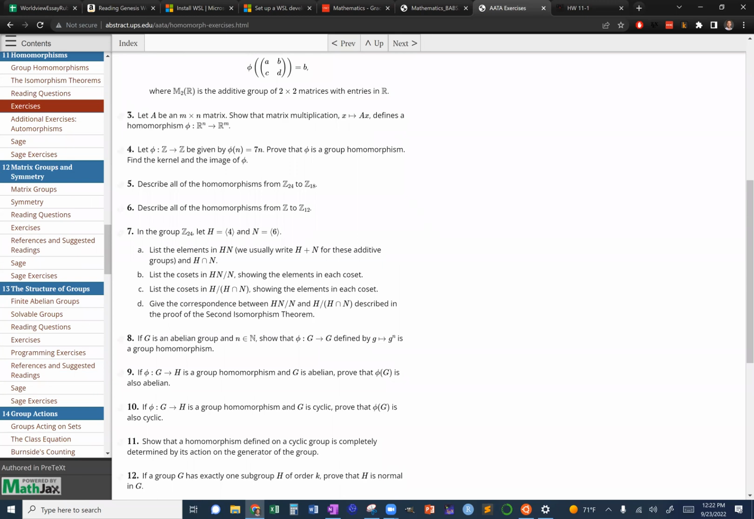Number 8. If G is an Abelian group, and the function is just sending everything to their nth power, that's a homomorphism. So that should be a very short proof. Number 9. Then that is Abelian. Yes. So for 9, you might want to look a little bit at how we proved part 3 of the proposition we just did in class.